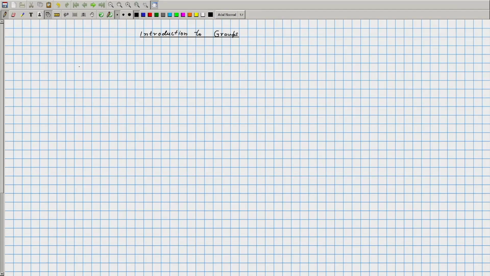So, we will begin our study of algebraic structures with an introduction to the algebraic structure known as groups. We will introduce the notion of groups by solving a puzzle. I will first describe a game that many of you may be familiar with.